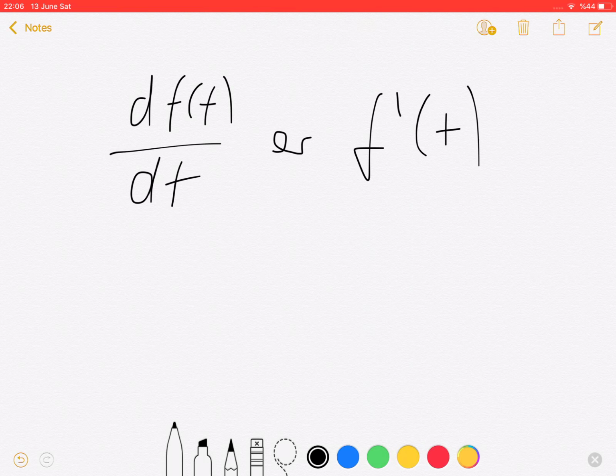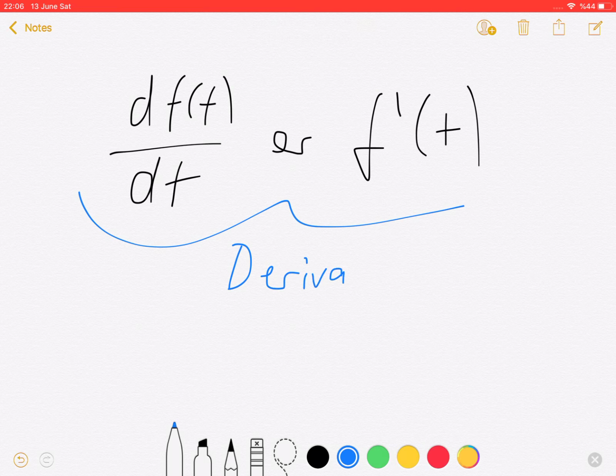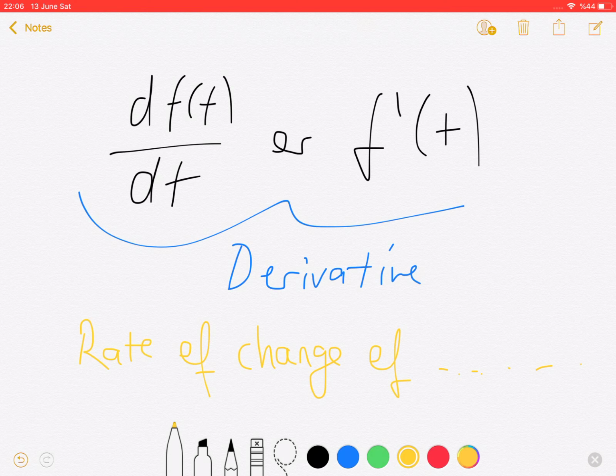If you haven't, don't worry. This is the meaning of derivative. This is derivative notation. Okay, just derivative. What does that mean? Come on. That means the rate of change of something. I don't know, it depends on the context. But rate of change of something.